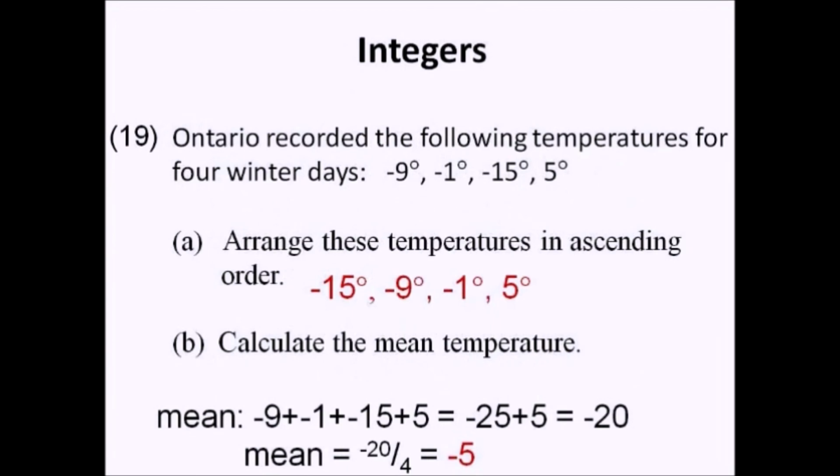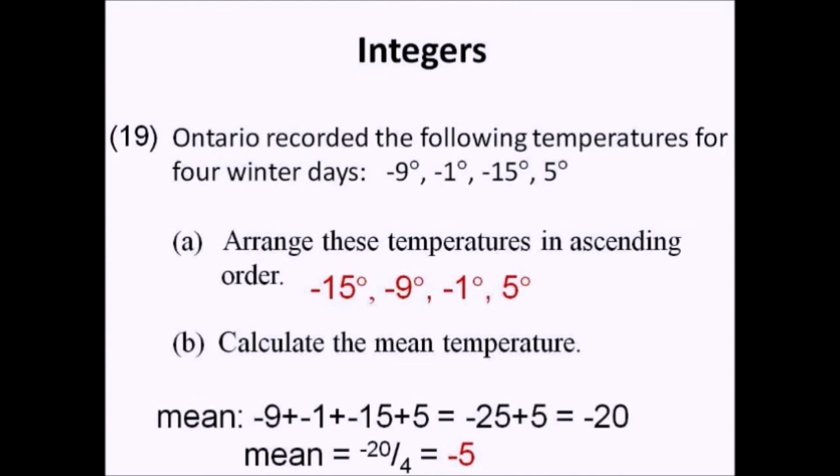Here we go to number 19, integers. Arrange them in ascending order. So ascending means you are going up from the lowest. Remember, Jesus ascended into heaven, so you had to go up to get to heaven. So it's negative 15, negative 9, negative 1, and 5.